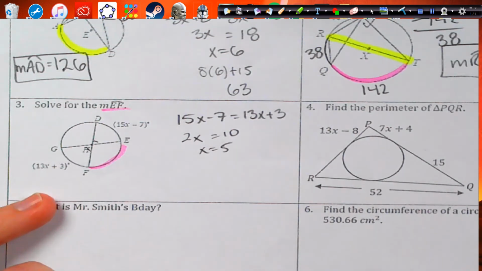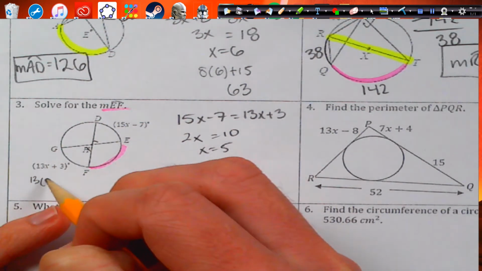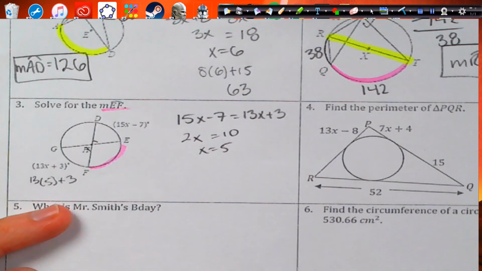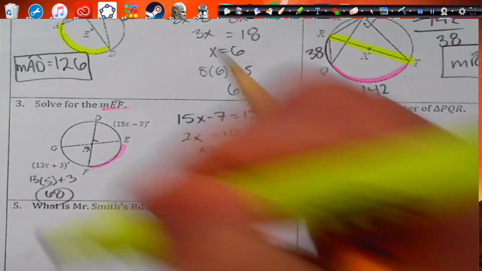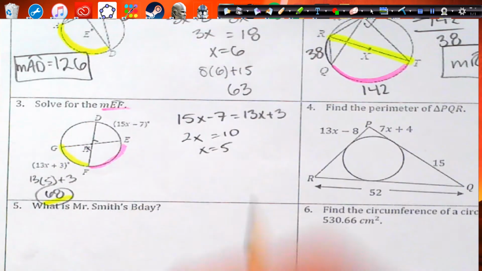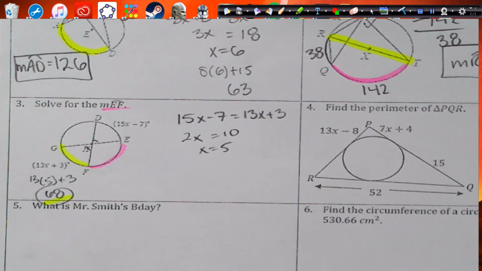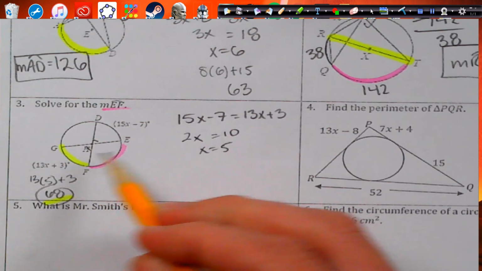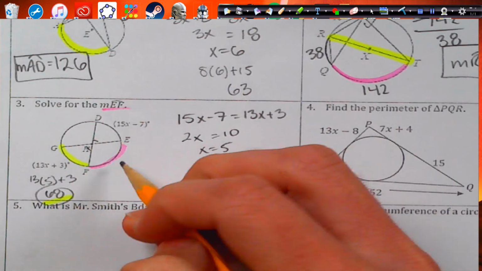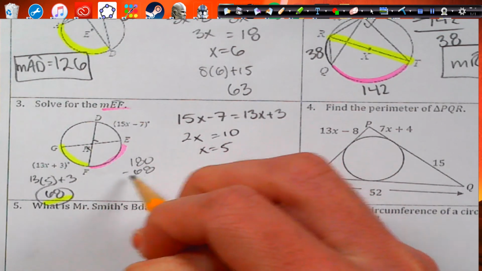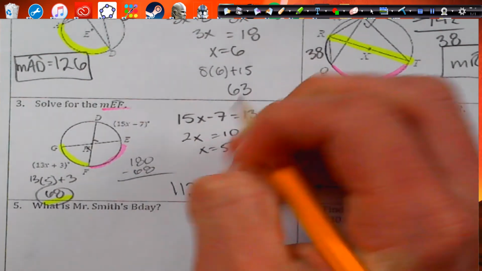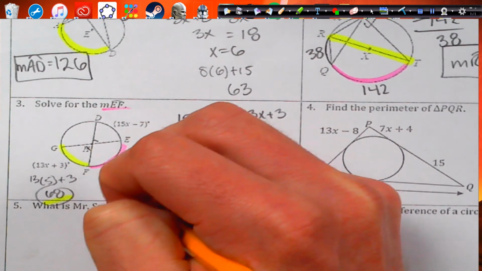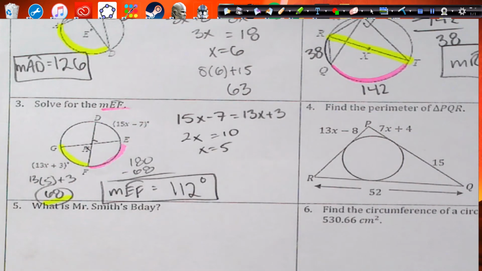Again, that doesn't really help us yet. We got to plug it back in. We get 13 times 5 plus 3, so 13 times 5 plus 3 is going to give us 68 degrees. Now 68 degrees is not the answer. 68 degrees is this portion right here. And if you add the GF and EF, it's going to make 180 because this is a diameter. So we're going to get 180 and subtract 68 degrees, and we're going to get our answer of 112 degrees equals the measure of arc EF.